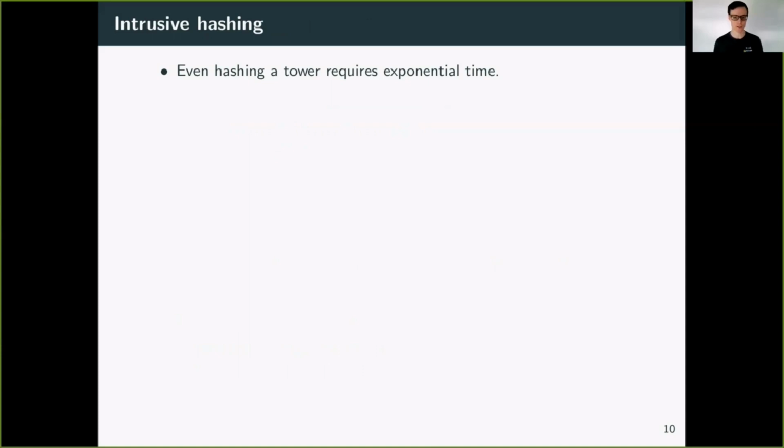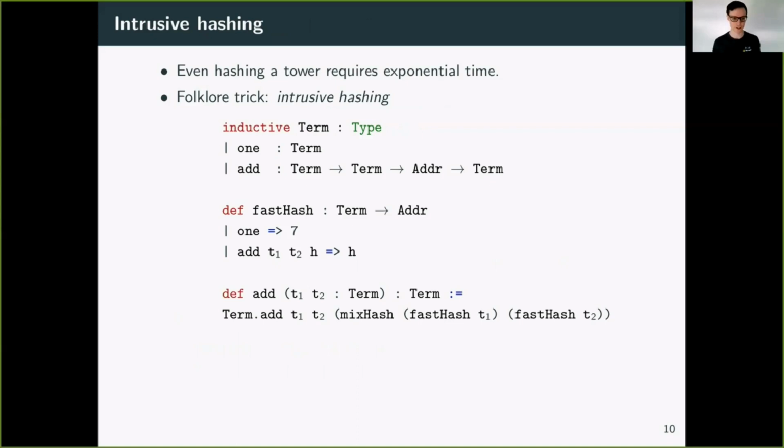which we call intrusive hashing, which is to simply extend the term type itself to store the hashes of the terms as extra arguments to the constructors. So here, the third argument to add is an Hash, which is just our type that represents hashes in this case. And we can write a fast constant time hash function that simply projects out this hash field. And we can write a smart constructor that internally calls the built-in constructor, but will compute the hash automatically using the fast hash on the children.